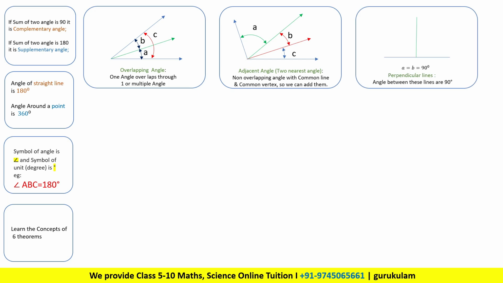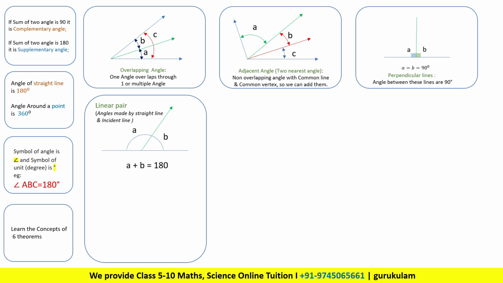Next is the concept of perpendicular line. Perpendicular line means what? If one line is intersected by another line, and the angle between these two lines is 90°, we call these two lines perpendicular. So the angle between this line and this line is 90°. We call them perpendicular. If it is 90° here, here also it will automatically be 90 degrees.